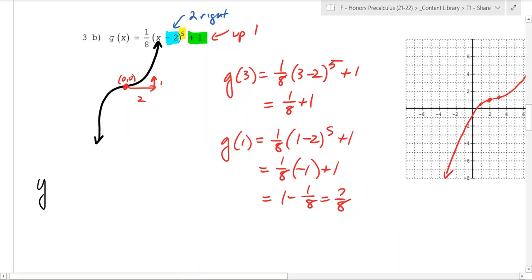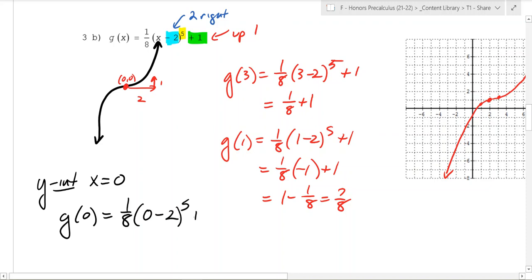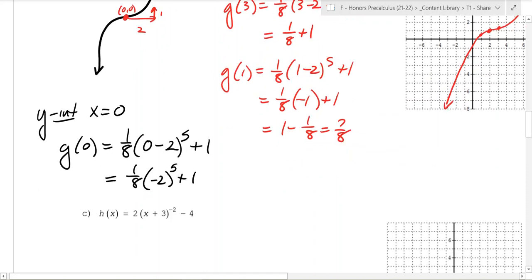So if we want the y-intercept, that's when x is equal to 0. So g of 0 is equal to 1/8 times (0 minus 2) to the 5th plus 1. So that's going to be 1/8 times (negative 2) to the 5th plus 1. Negative 2 to the 5th is negative 2 times itself 5 times. So that's 2, 4, 8, 16, 32. Negative 32 over 8 plus 1. So negative 4 plus 1 is negative 3. So the y-intercept is actually (0, negative 3).